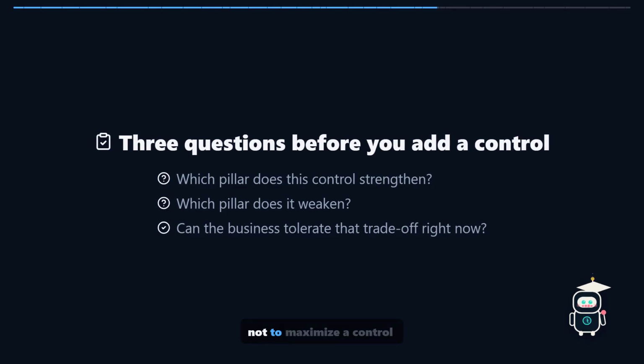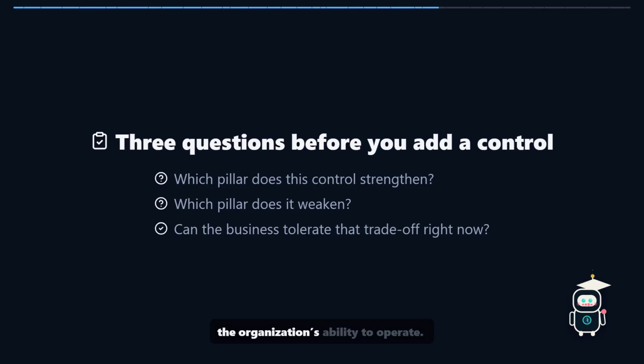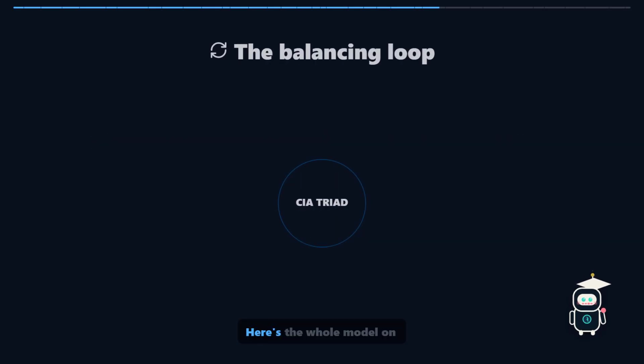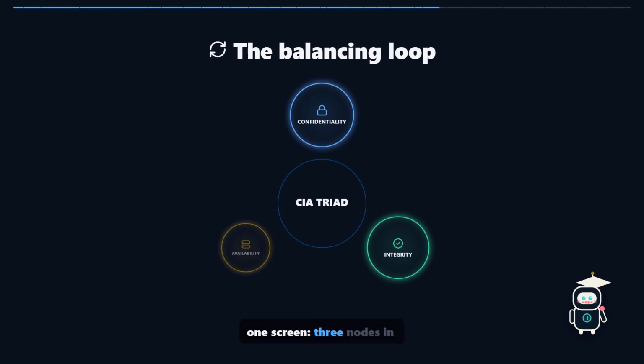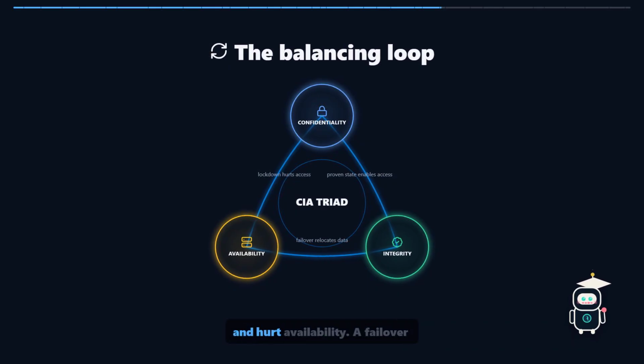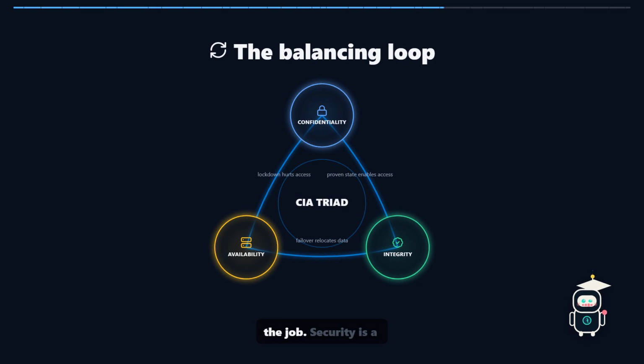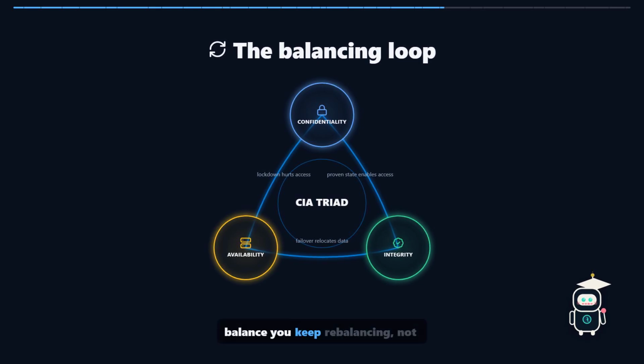The goal is not to maximize a control in isolation. The goal is to improve security while preserving the organization's ability to operate. Here's the whole model on one screen. 3 nodes in a loop, not a ladder you climb. A new confidentiality rule can add sign-in friction and hurt availability. A failover choice can change where data lives and create an integrity question. That's not a failure, it's the job. Security is a balance you keep rebalancing, not a setting you set once.